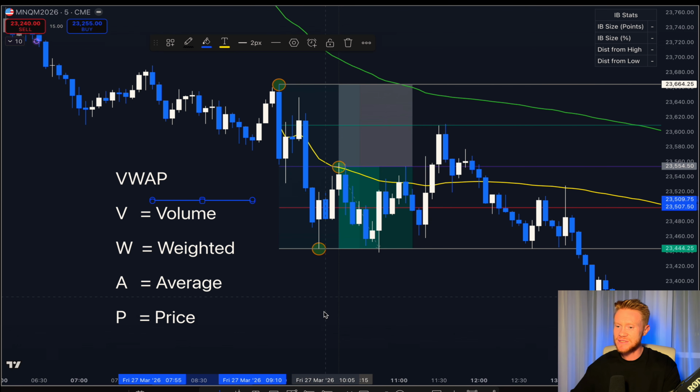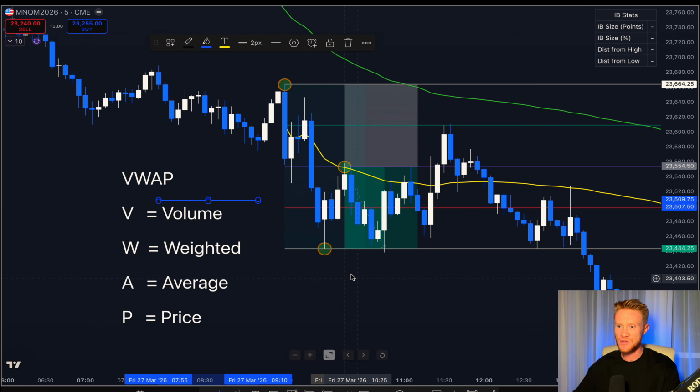Now, this particular VWAP here is what we would call an anchored VWAP. An anchored VWAP is basically anchored or set to a particular time in the market. So if we look here, this anchored VWAP starts from 9:30 a.m. That's the start of the New York session. So this yellow line here is the New York anchored VWAP.